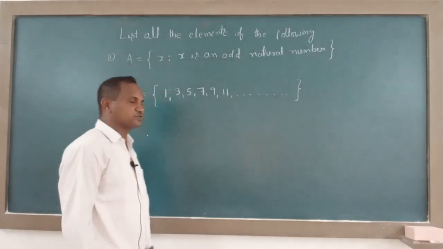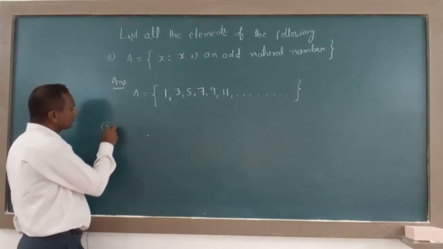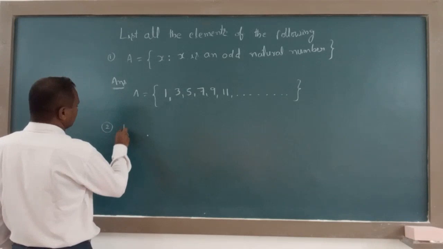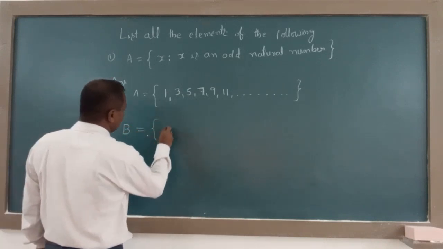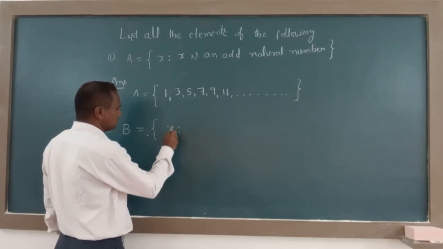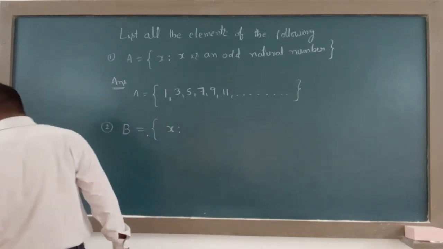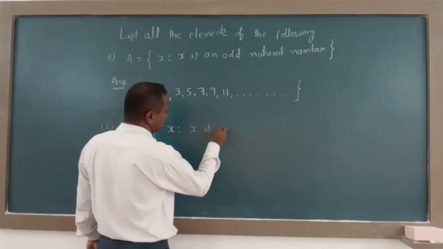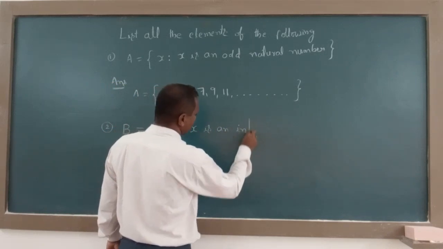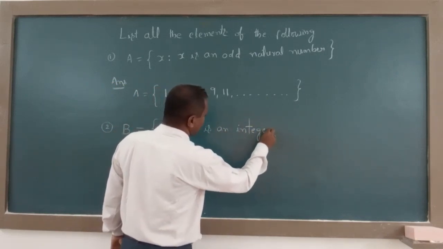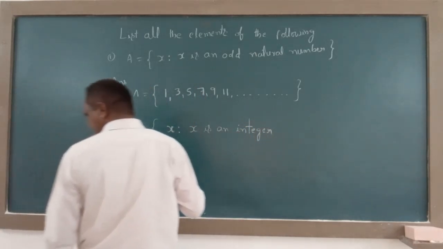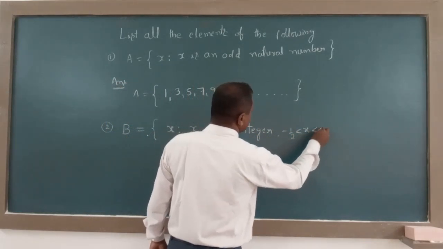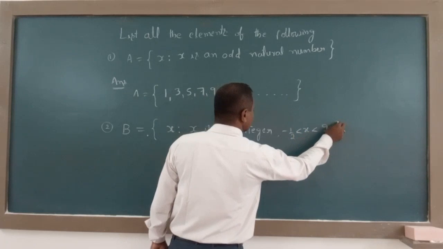Next, let us move to the second question now. Second question is B is equal to {x such that x is an integer, and minus 1 by 2 is less than x is less than 9 by 2}.